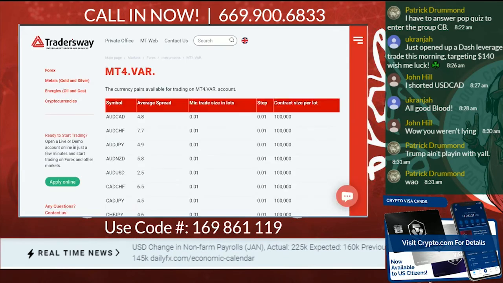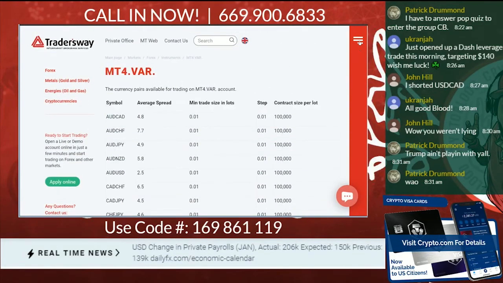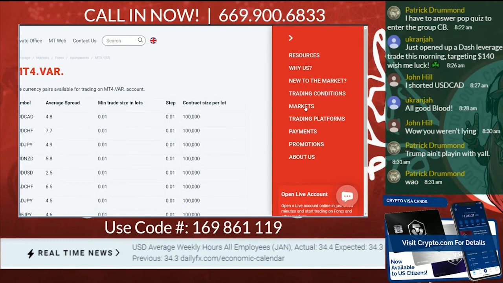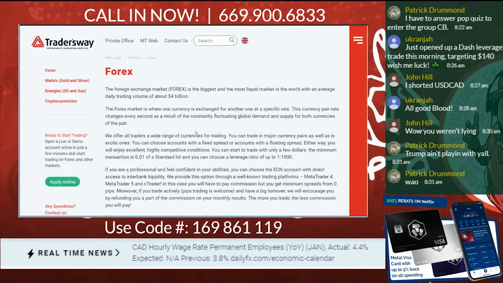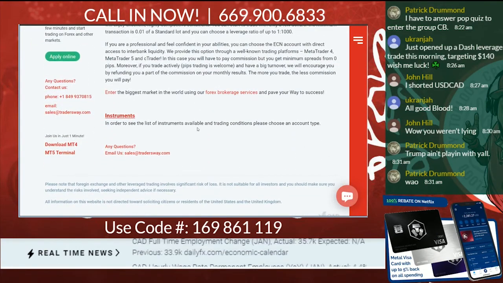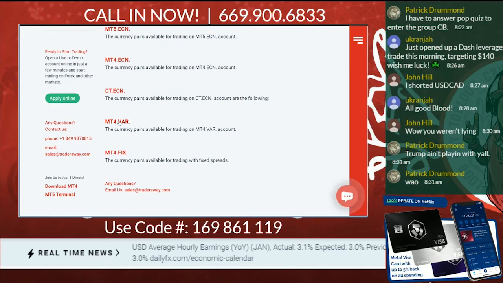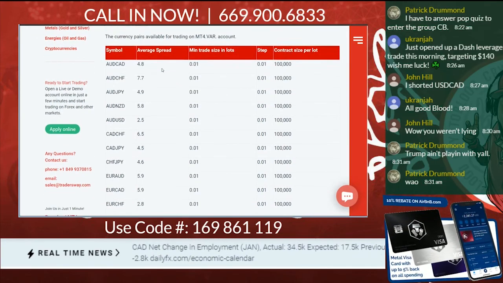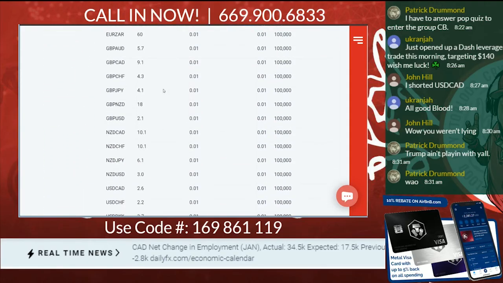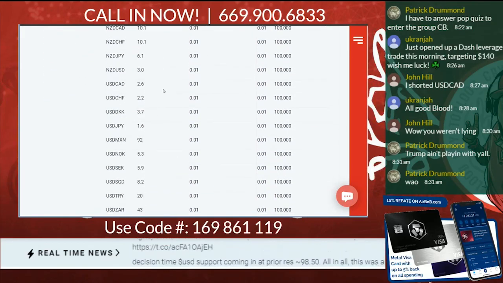And you can always find, I don't know what brokerage you guys use, but on Traders Way you can always go to markets, and then under markets you can go to Forex, and then under Forex instruments, and then for my algo I trade variable accounts, and from there you can see the average spread for each pair, and that'll help you out. That will help you understand your risk exposure there.